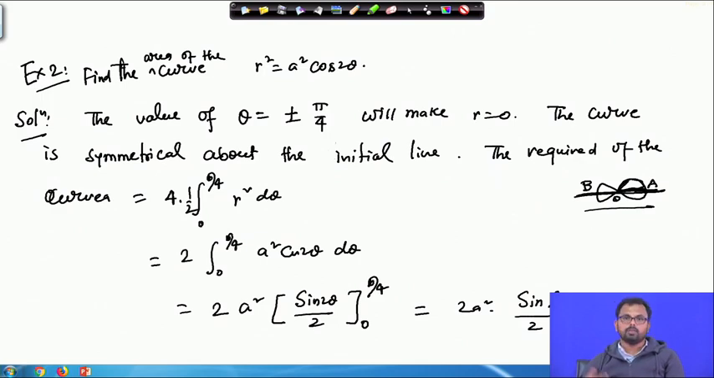So this is another way where you can calculate the area of a curve which is given in terms of polar coordinates. So we will stop here for today, and we will continue with our further examples in our next lecture.